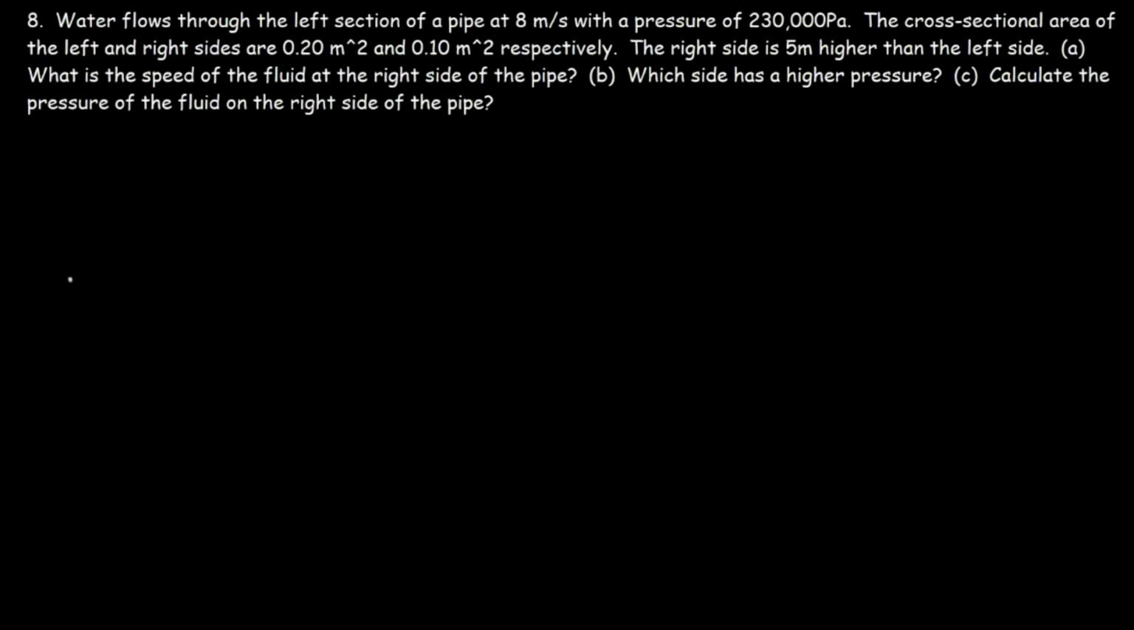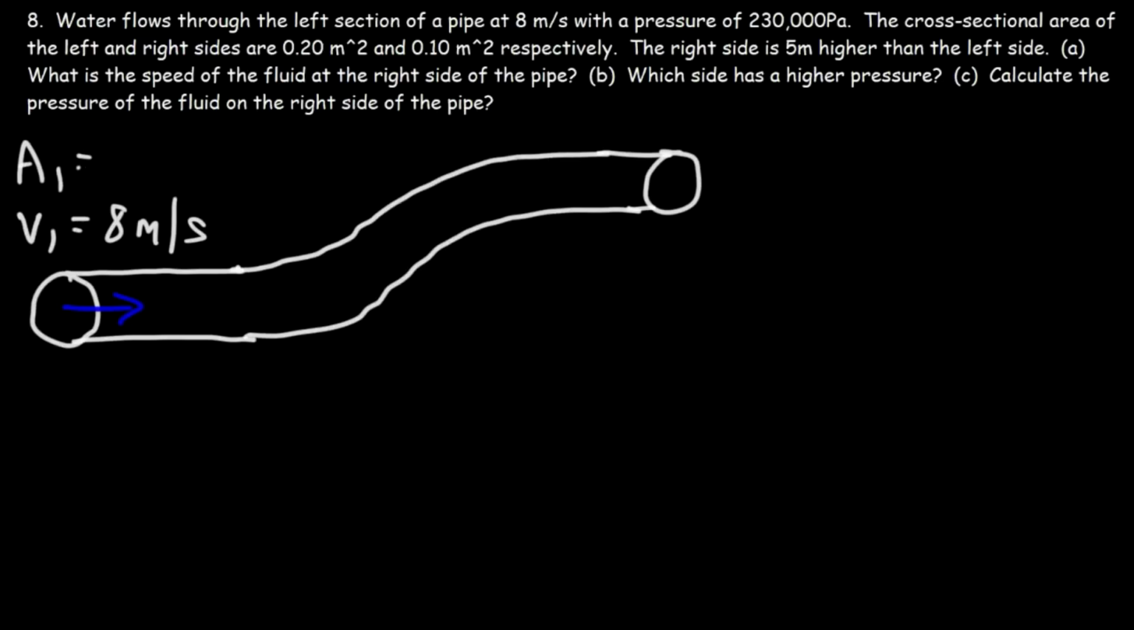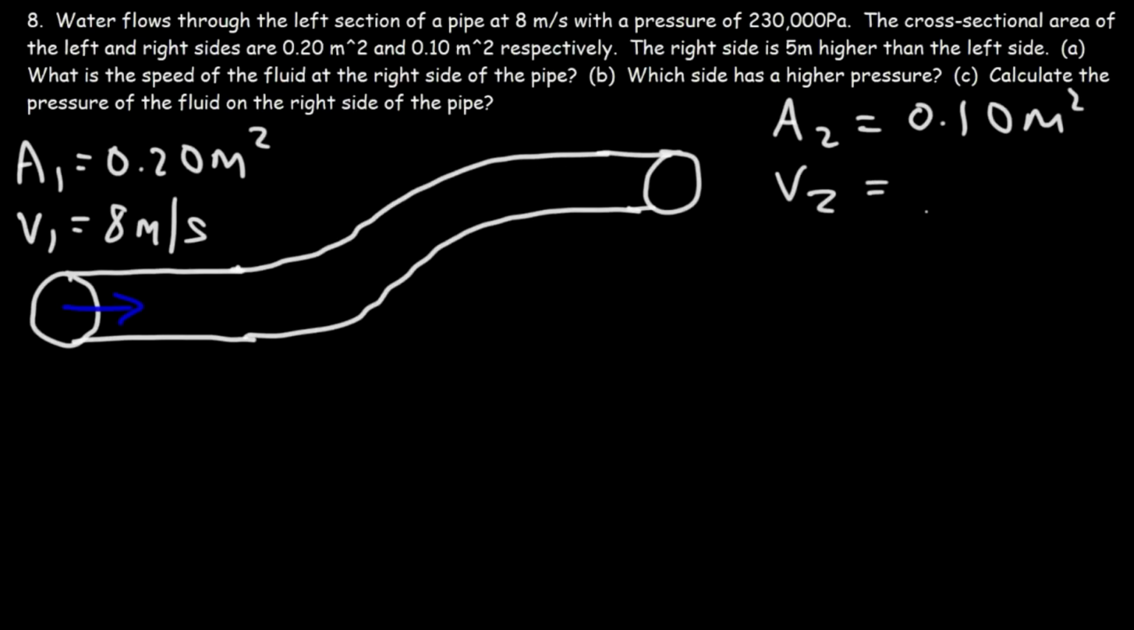Well, let's draw a picture first. So here's the left side, and the right side is going to be 5 meters higher. So water is flowing on the left side at a speed of 8 meters per second. The area of the left side is 0.20 square meters. The area at the right side is 0.10 square meters. What is the velocity at the right side?